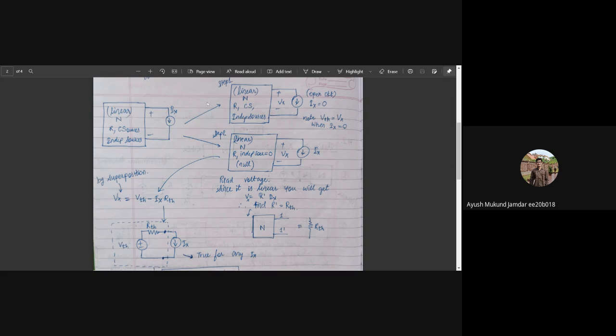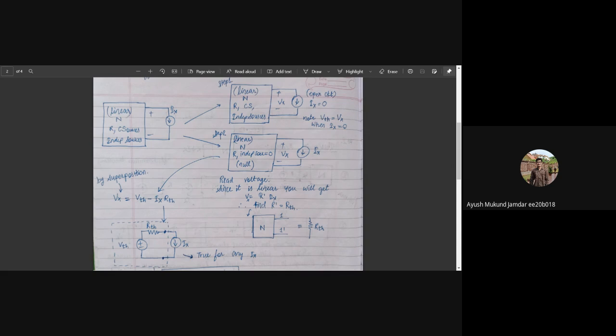Step number one, we have the linear network and the independent sources, and what we do is we open circuit the terminal such that no current will flow through it and measure the potential difference across the terminal. We note this and call it VTH.